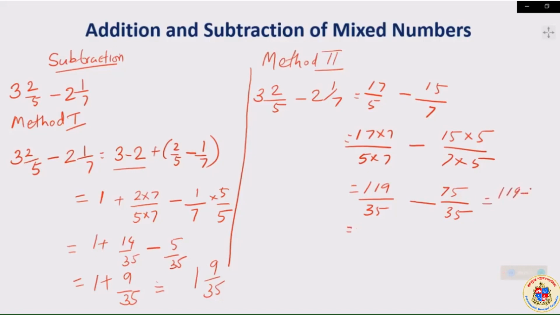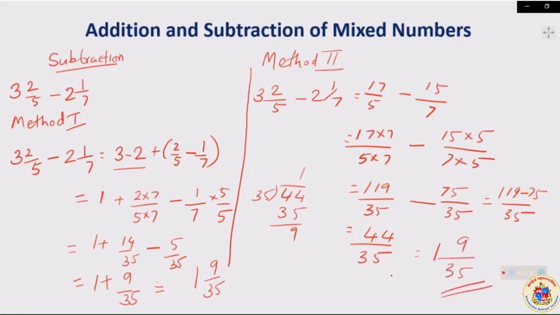And we'll subtract 119 minus 75 upon 35, which is equal to 44 upon 35. You have to divide 44 with 35 now, and it becomes 1 and 9 balance, right? Okay, it becomes 1 and 9 upon 35. You got the same answer. That means in this way also we can do the subtraction of mixed numbers.